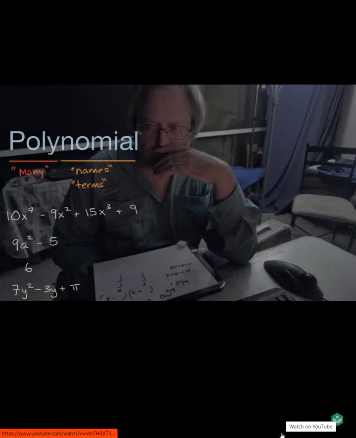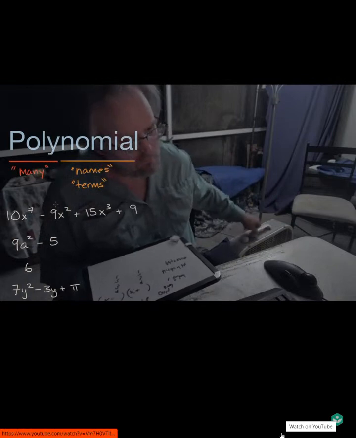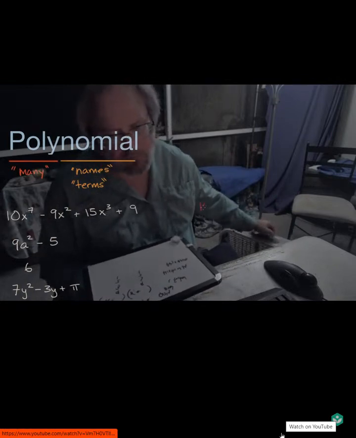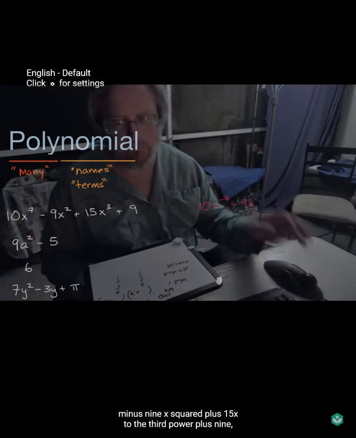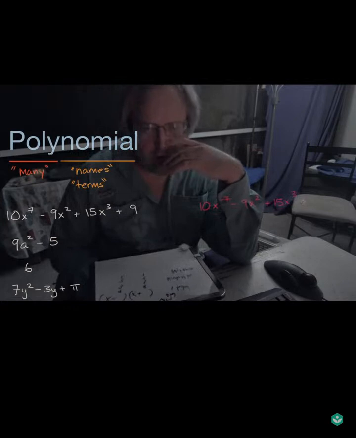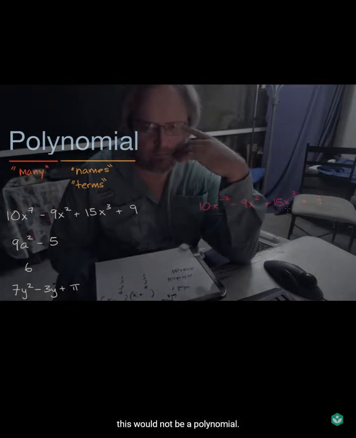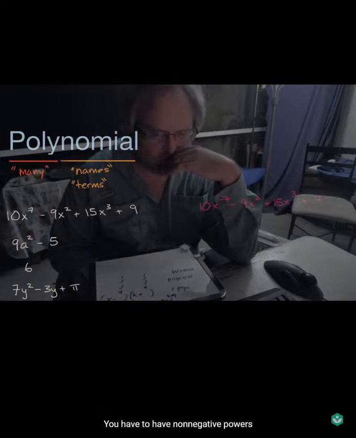Well, if I were to replace the 7th power right over here with the negative 7th power, so if I were to write 10x to the negative 7th power minus 9x squared plus 15x to the 3rd power plus 9, this would not be a polynomial. So I think you might be sensing a rule here for what makes something a polynomial, that you have to have non-negative powers of your variable in each of the terms.